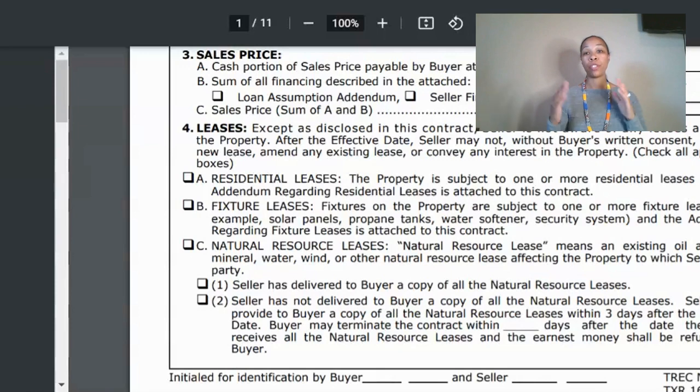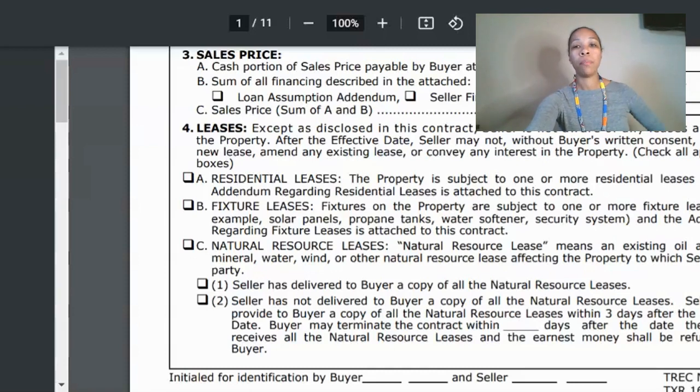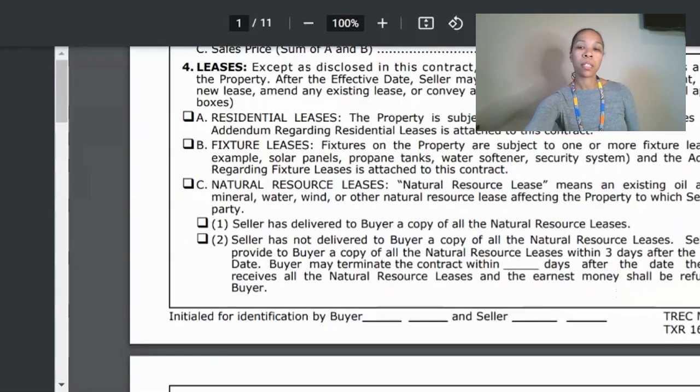So if you have a $200,000 house that you're looking at and you say, I am going to put down 10% of that $200,000 and I am going to finance the other 90%, that's what's going to be in 3. So again, if you had a $200,000 house that you were looking at and you were going to put 10% down, you would finance the other 90% of that. And then if there's any type of lease on the home, this would be mentioned in here.